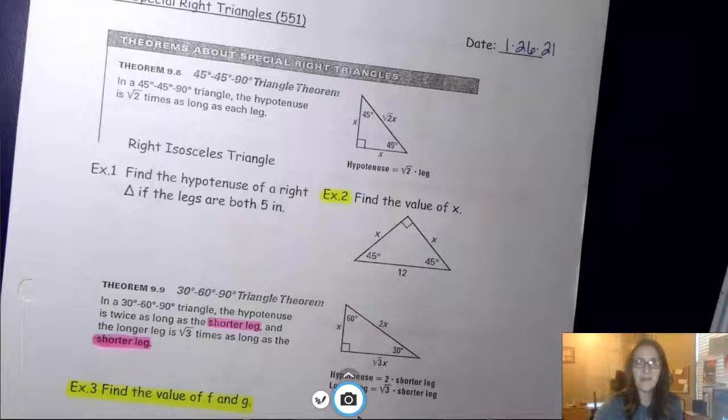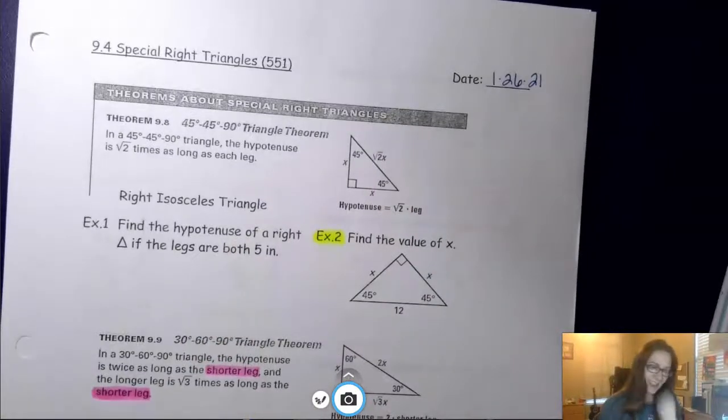Hi, welcome. We are doing special right triangles today, which is 9.4, and it's page 26. This is a really big set of notes. You're going to have to know these, you have to memorize them, or remember how to figure them out. But this is something that you're going to see again, and it's not going to go away. It's not going to go away in Algebra 2, pre-calculus. This is going to stick around for a while, so you definitely need to know your special right triangles.